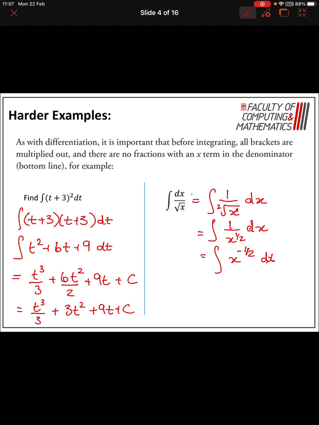If I want to add 1 onto the power, I would end up with x to the power of a half, and divide by the new power. So I've got 1 divided by a negative a half, which is going to give me negative 2. As I said before, you flip it upside down and multiply by the new power. And I've got plus c in there. Now I don't have to do anything to that because I've got a positive power and it is simplified.